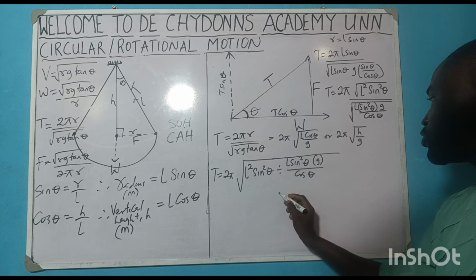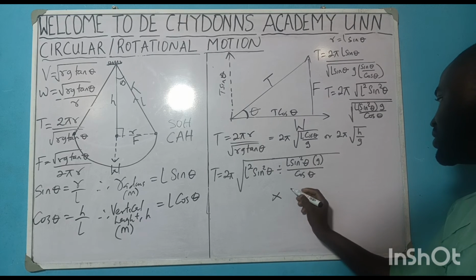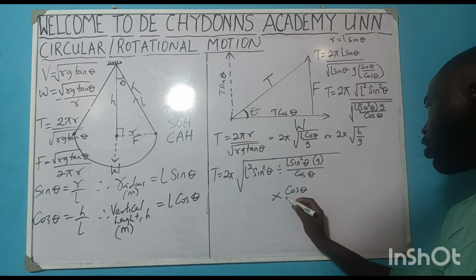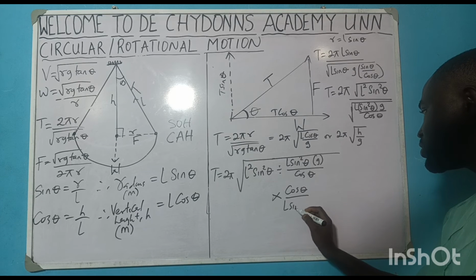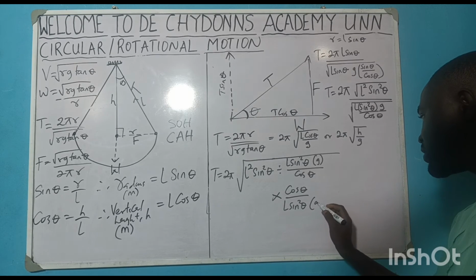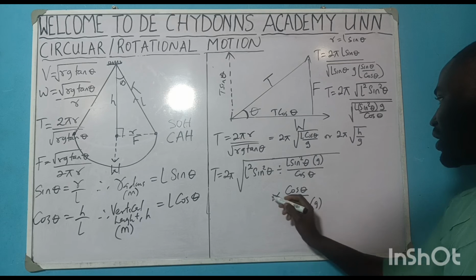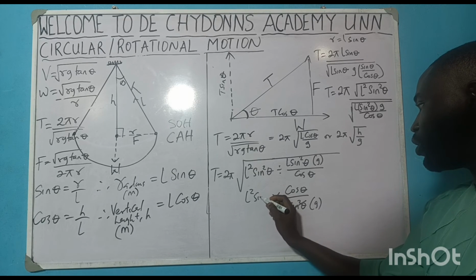If you change division to times, you invert this to give you cos theta all over L sin square theta times G. So this will cancel what we have here.